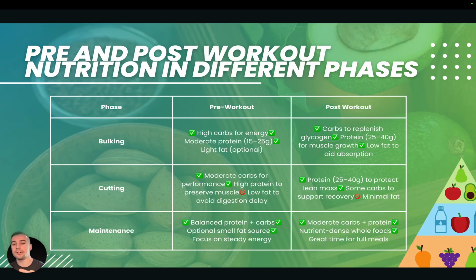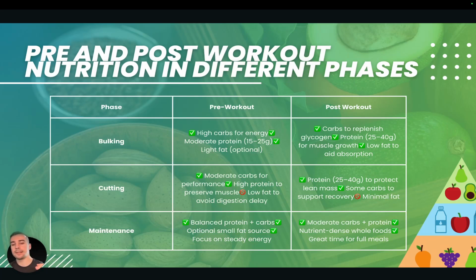So for cutting, you're going to have moderate carbs for performance, high protein to preserve muscle, and then low fat to avoid digestion delay. So that's pre-workout, and then post-workout, your protein is still going to be high, so this is to protect muscle mass. And then some carbs to support recovery, and then minimal fats.